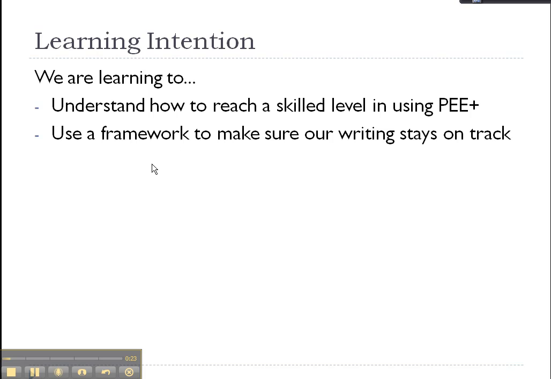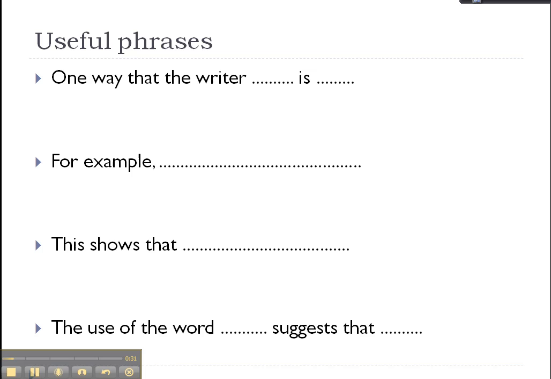we're going to understand how to use a framework to make sure that your writing stays on track, to make sure your writing is focused, really. Here is an example framework that you might use, and these are the sort of phrases that you can use in your writing to make sure you're writing to a skilled level. First of all, this is your point. Okay, so what you might say is one way that the writer.